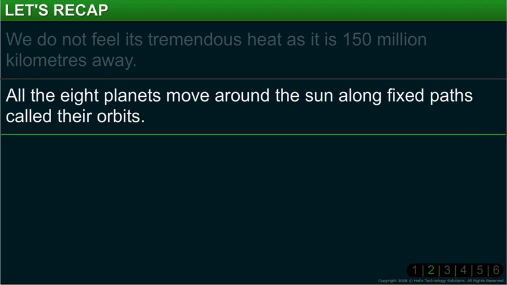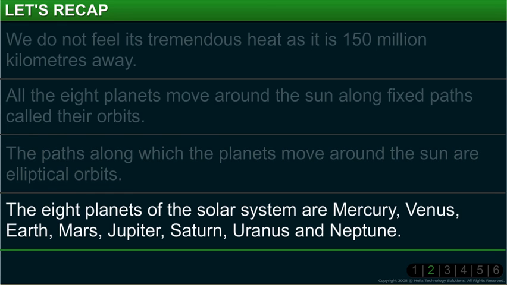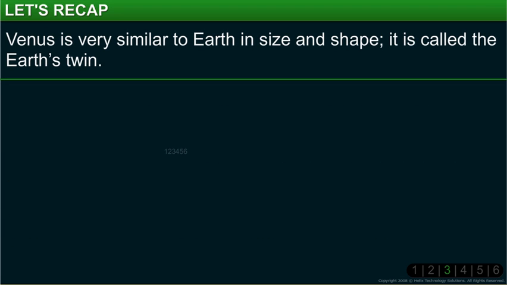All the 8 planets move around the Sun along fixed paths called their orbits. The paths along which the planets move around the Sun are elliptical orbits. The 8 planets of the solar system are Mercury, Venus, Earth, Mars, Jupiter, Saturn, Uranus, and Neptune. Venus is very similar to Earth in size and shape. It is called the Earth's twin.